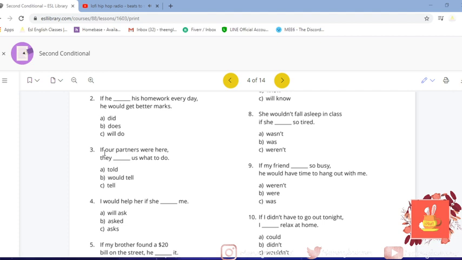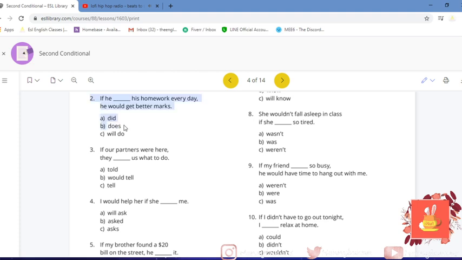If he did his homework every day, he would get better marks. Yeah, and if he does his homework every day. So, yes, they're both correct because let me dissect this for you. Good question, Makana. If you say if he did his homework every day, he would get better marks, by using the word did here, you're telling me that this is becoming a hypothetical question, that it becomes a second conditional. So if he did his homework, he would have gotten better marks, for example.